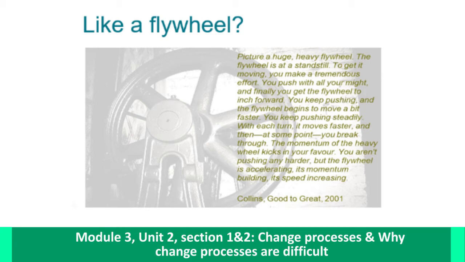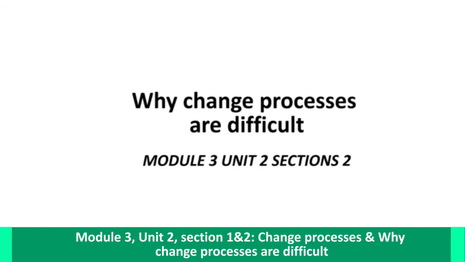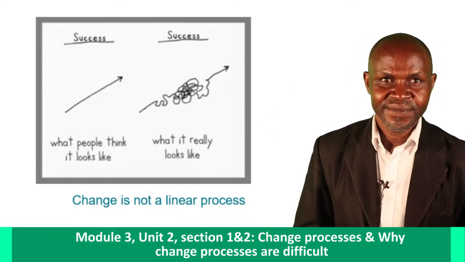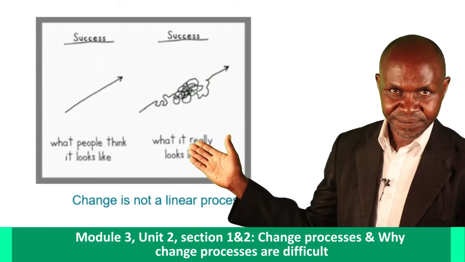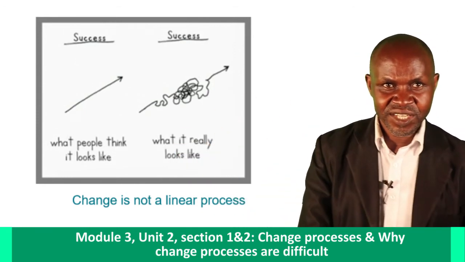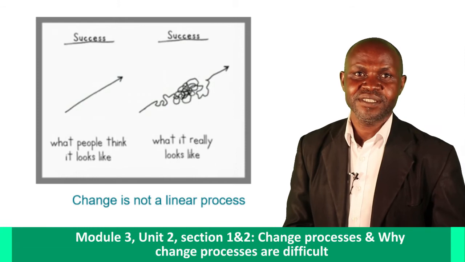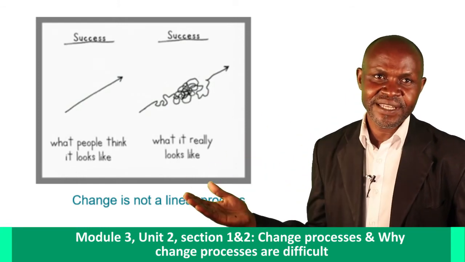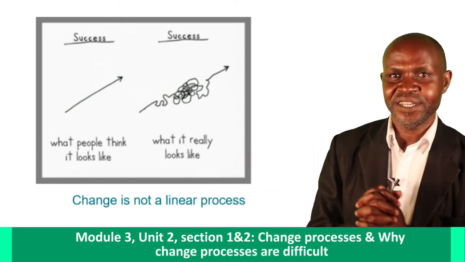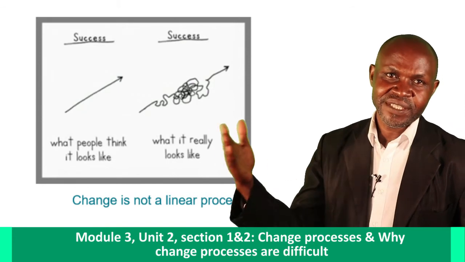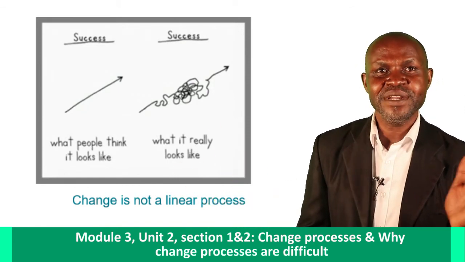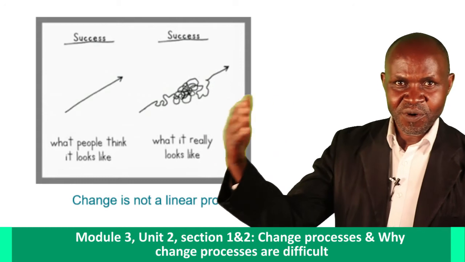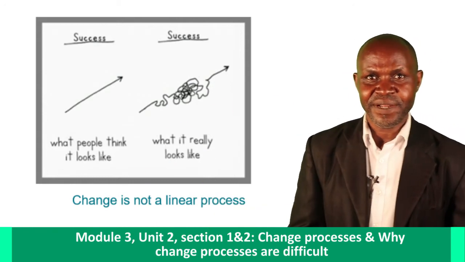Now let us look at section number 2 on why change processes are difficult. Why are change processes difficult? Can you imagine why? The next drawing is illustrating why change processes are difficult. People often think that change happens in a linear way, in which you set the aims, devise an action plan, and then go and implement each step as planned.